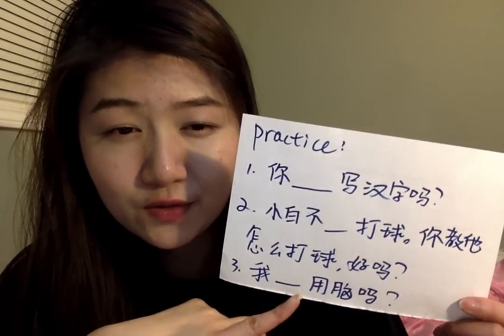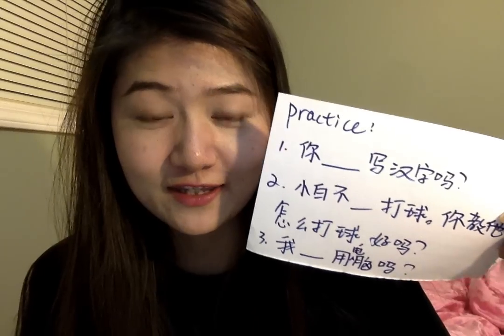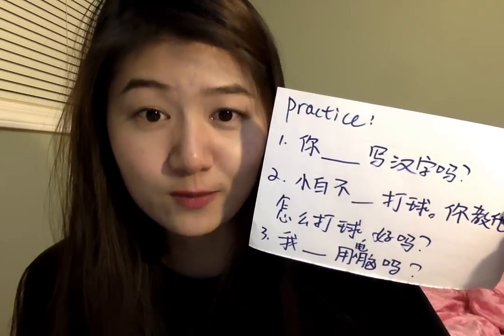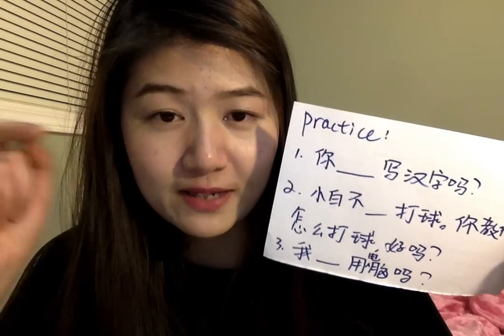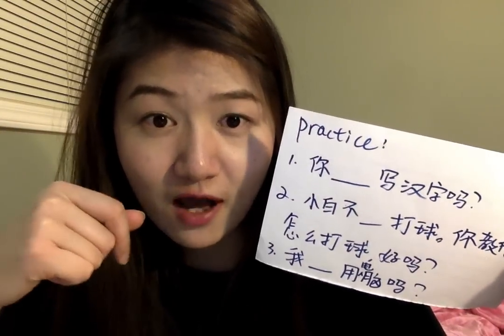用电脑吗? Okay, I think I missed another character. I missed another character of 电, okay? 电 means electricity, 脑 means brain. So 电脑 combined together is computer, laptop, okay?